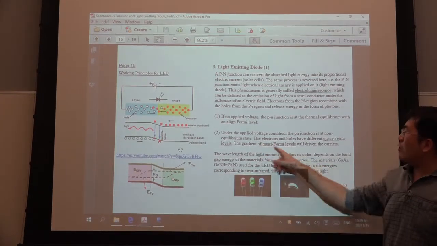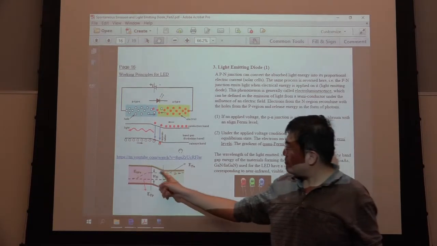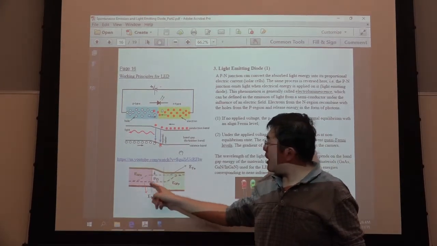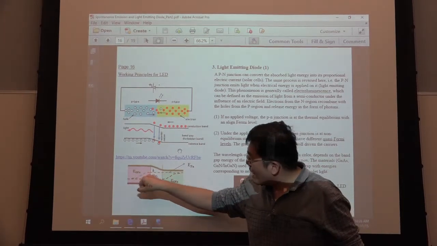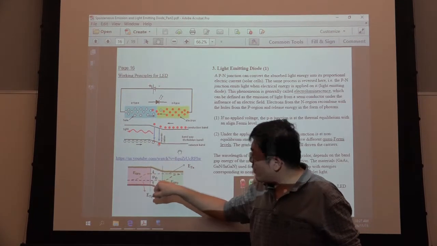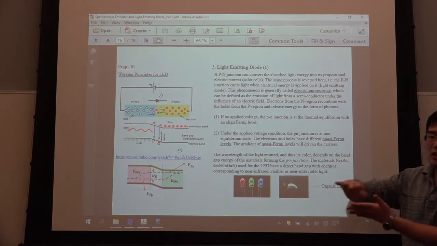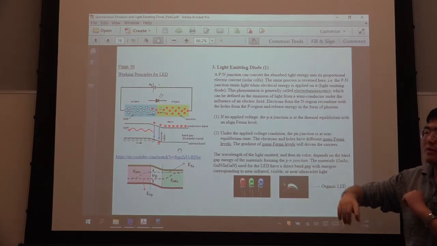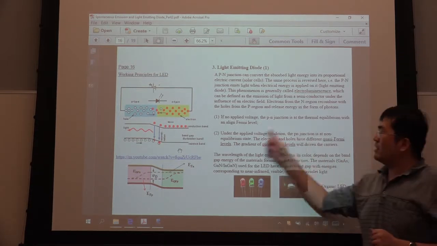So the gradient of the quasi Fermi level will drive the carriers. So what's the recombination region? It's around this depletion region. You can see it has a gradient. There's some gradient around here. The gradient of the quasi Fermi level is the driving force of the current, and the current is proportional to the gradient of the quasi Fermi level. So this is the picture.